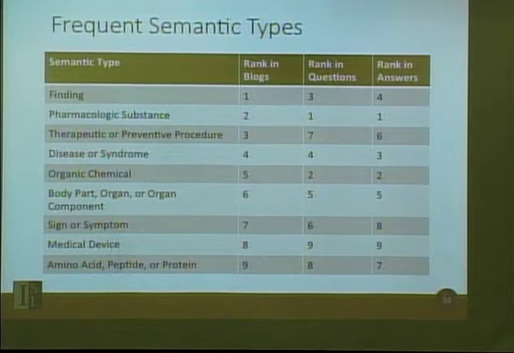But if we look at the semantic types, actually across 3 different data sets, all of them exhibit similar frequent semantic types. Mostly used types include finding, pharmacologic substance, therapeutic or preventive procedure, disease or syndrome, organic chemical, etc. So those are frequently used across 3 data sets. This is the ranking in blogs, this is the ranking in questions, this is the ranking in answers. We want to use this to understand the frequency of semantic types, so that in the next step we can leverage this information for our research.